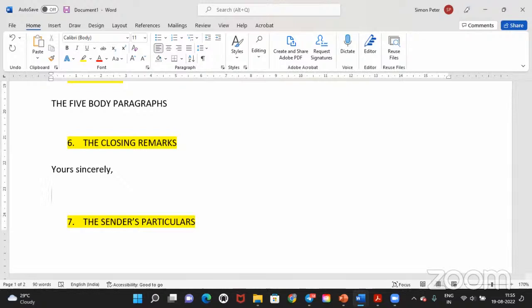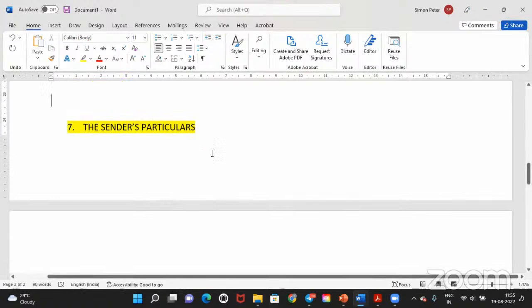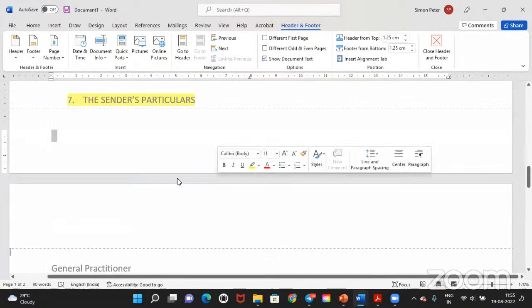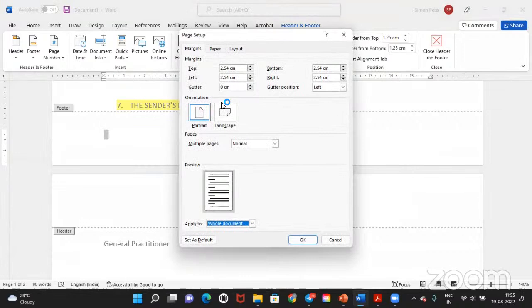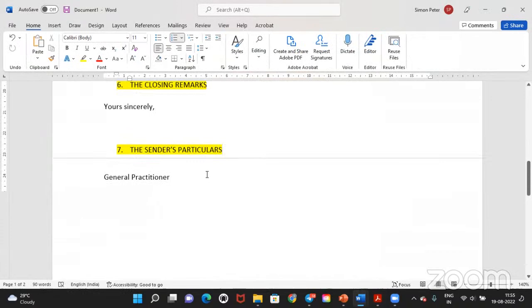Yeah. So after sincerely, two lines you have to leave here. One and two. Two lines you have to leave. So that's it. And then you can write the sender's particulars. So done with this. Yeah, so that is sender's particulars. That's fine. We finished with all these things now.